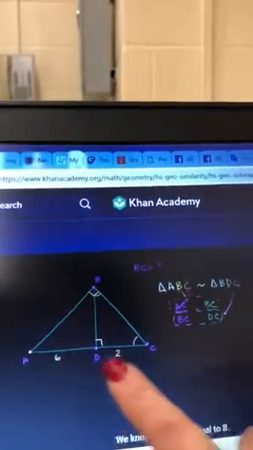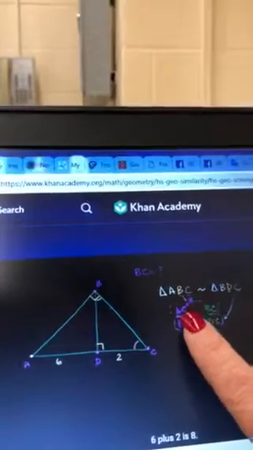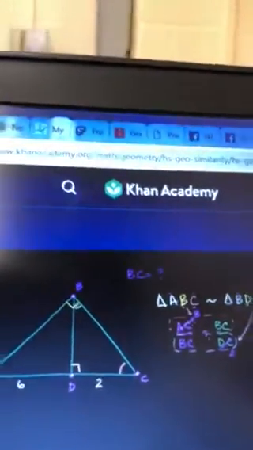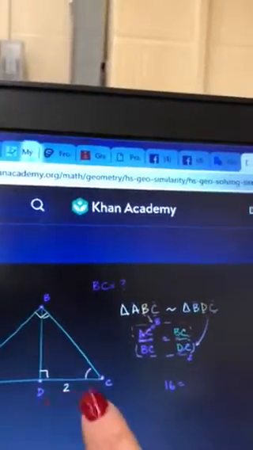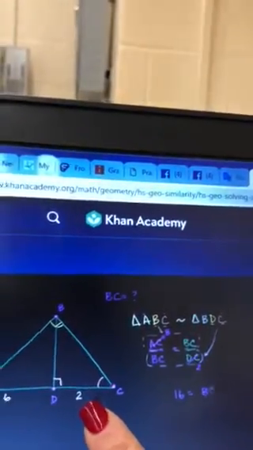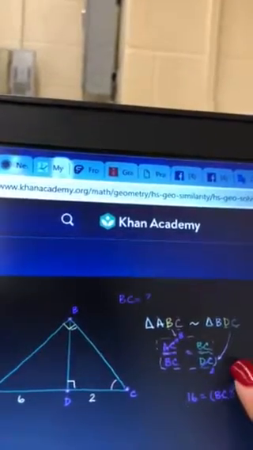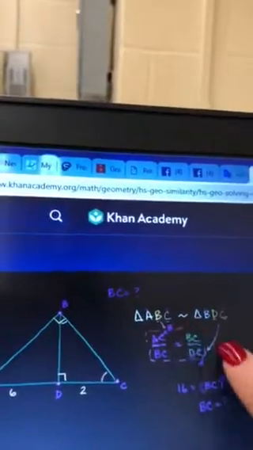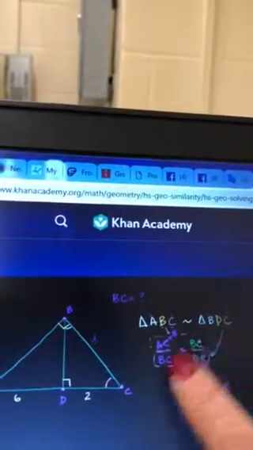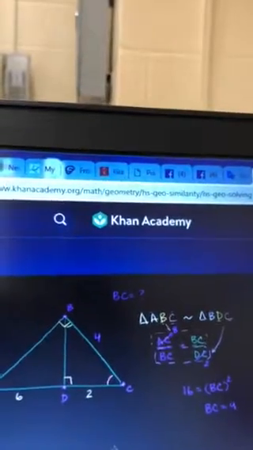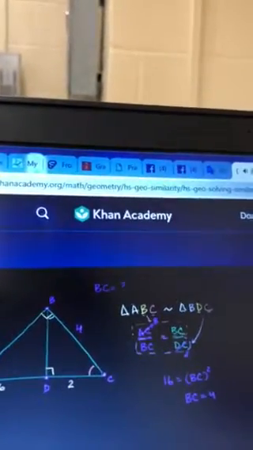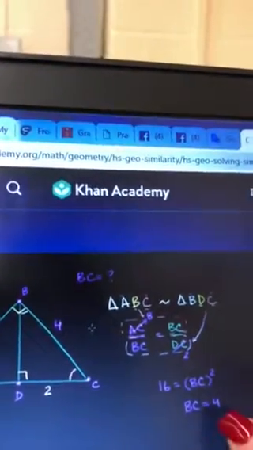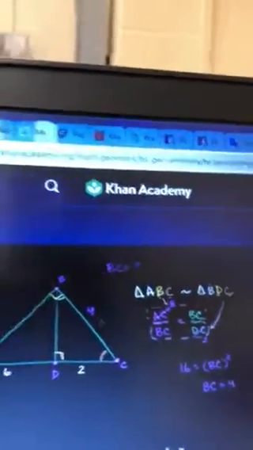So now we need to say, we know what AC is. AC is 6 plus 2. AC is 8. So we can plug in 8 for AC. See how he did that? And then DC is 2, right? That's labeled for you. So he plugged in 2. So now he's saying cross product, 8 times 2 is 16, has to equal BC times BC, which is BC squared. So if 16 is BC squared, take the square root of both, and BC must be 4, because 4 times 4 is 16, right? Does that make sense?